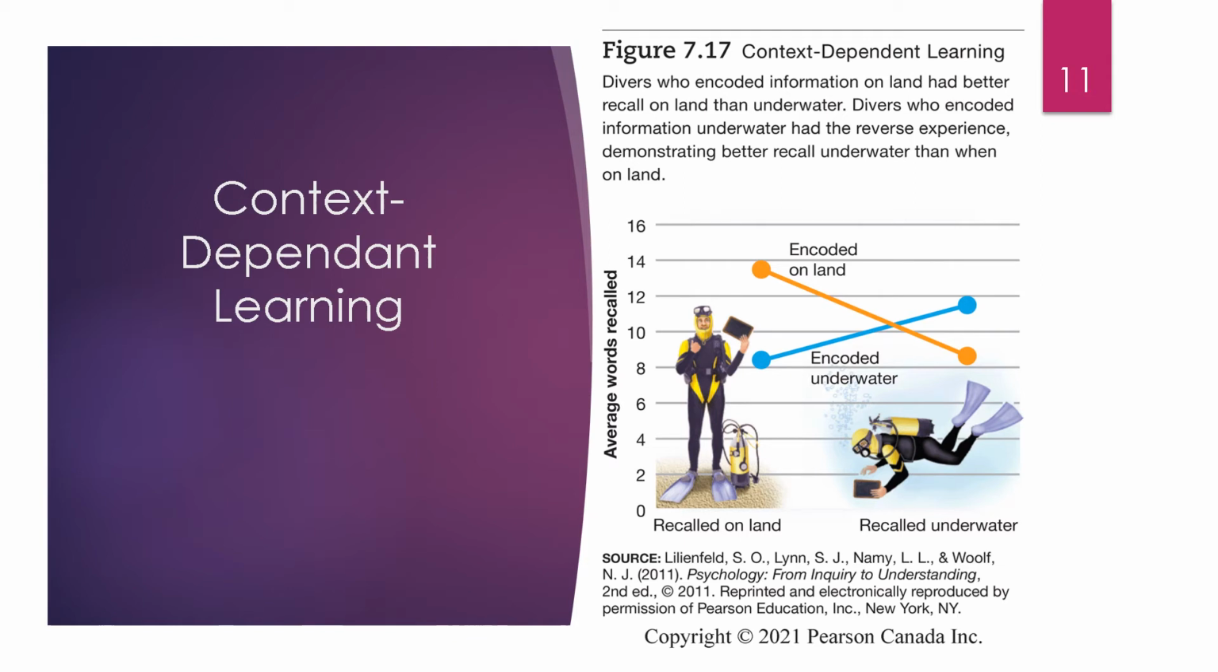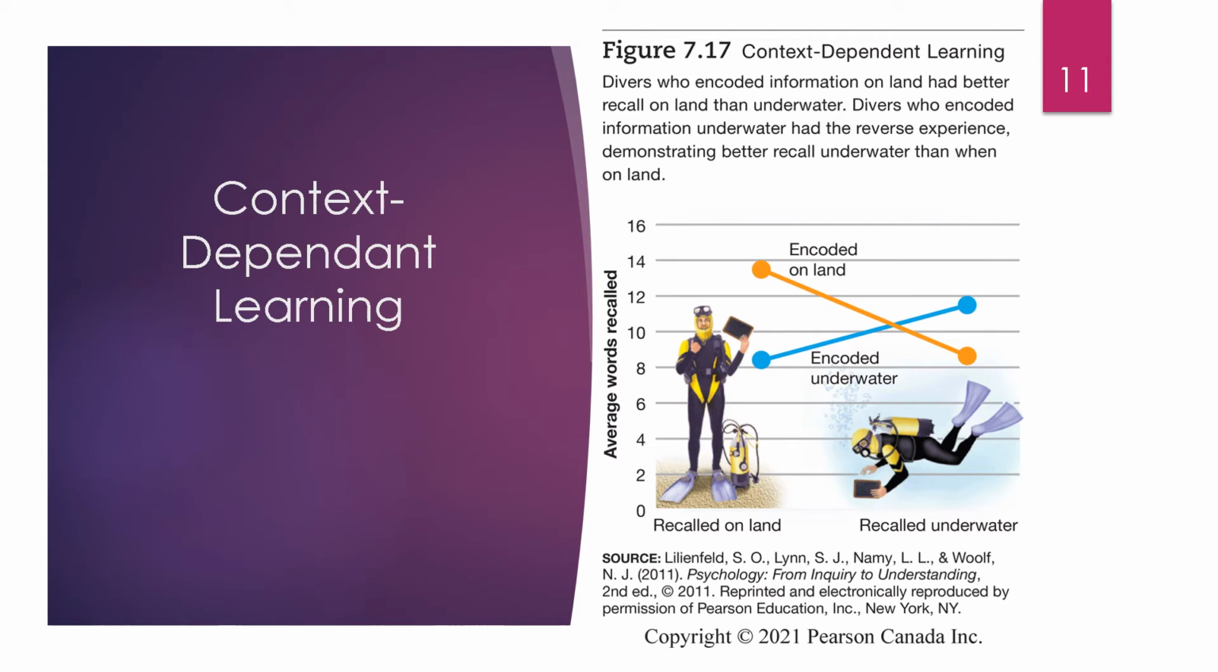So in this case, they took divers and they gave them information to remember, and they either had to learn the information on land and recall it on land, learn the information while underwater and recall it underwater, or vice versa. They might learn it on land, recall it underwater, or learn it underwater and recall it on land. And basically what they found is that divers who encoded the information on the land had better recall when they were on the land again.